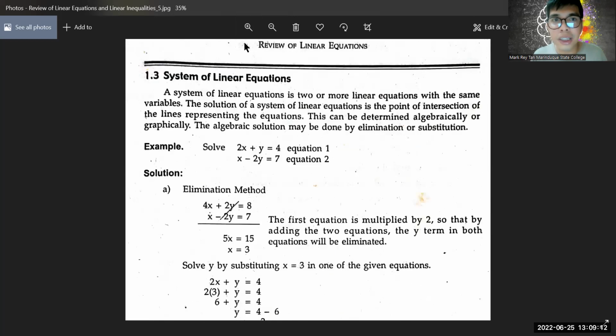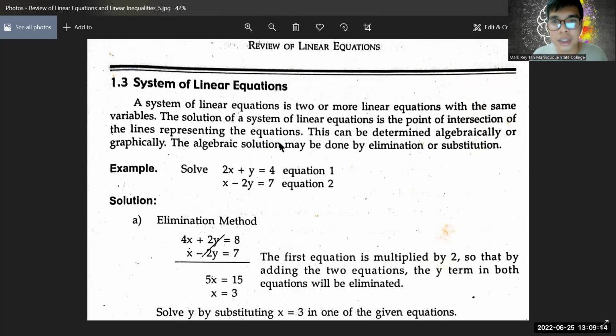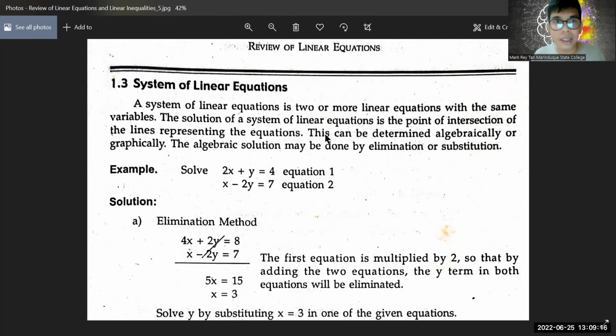If you notice naman guys class, no, as we progress, mas complicated yung topic. Ayan. So let me read this system of linear equations. It is two or more linear equations with the same variables. So para siyang yung ano natin, linear equations in two variables, pero dito it could be two or more in a single example. Ayan, ganyan. Okay.